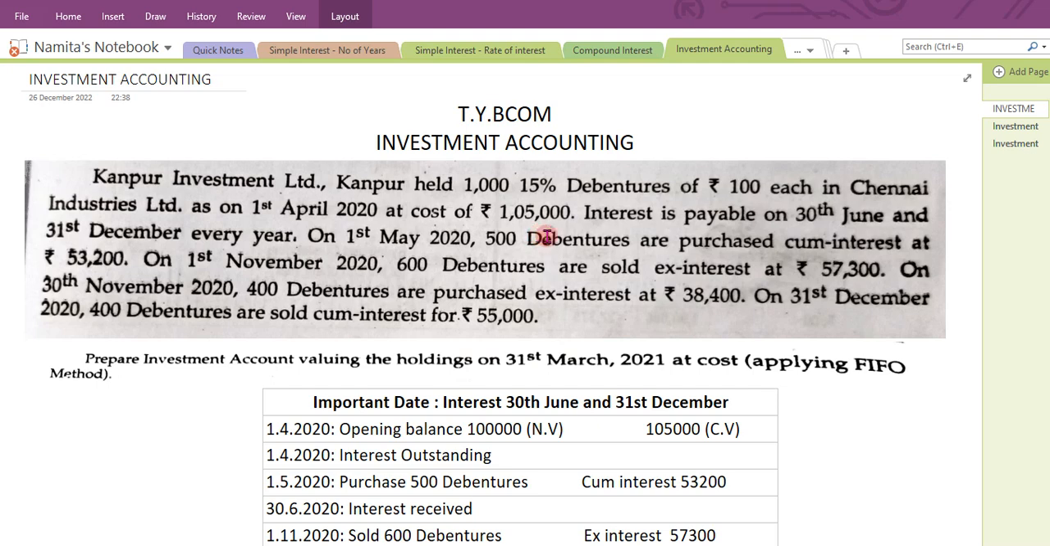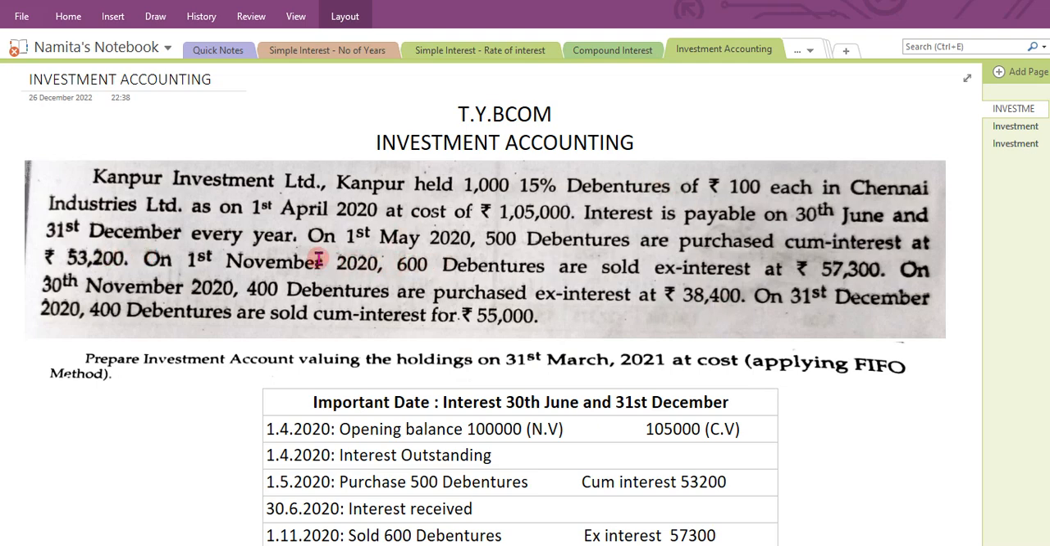1,05,000. Okay. Now next, interest is payable on 30th June and 31st December every year. Now see students, in investment accounting, behind every transaction there will be an interest. So in investment accounting you have to check on which date the interest is received or payable. Now in this example, interest is payable twice. One is 30th June and second is 31st December.